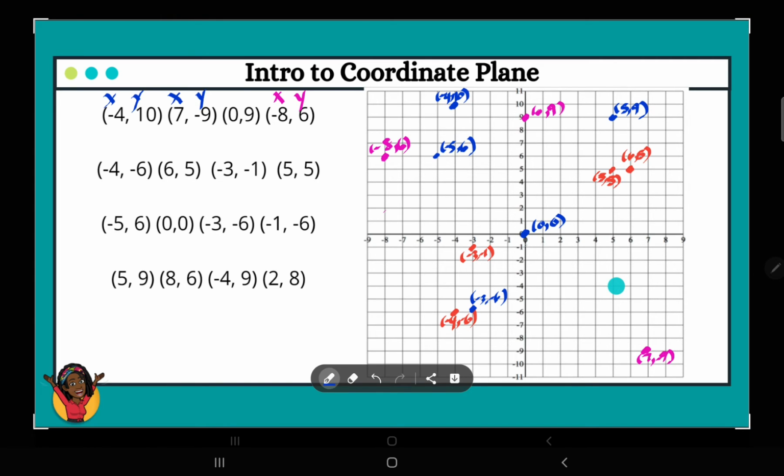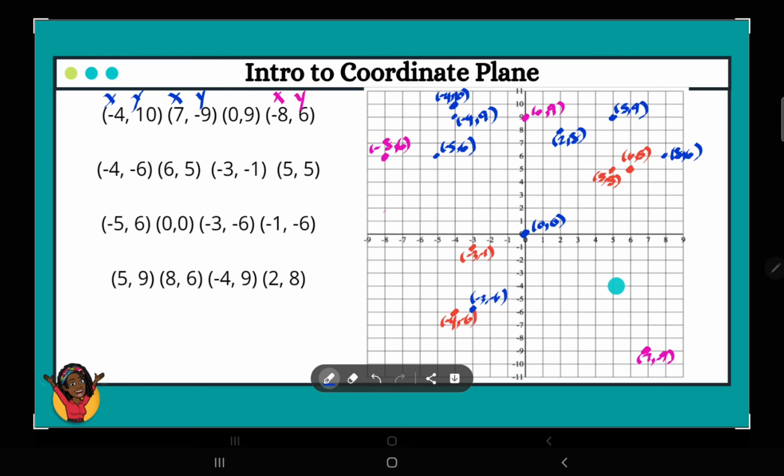I have 8, 6. I'm going to go to the right 8, and then I'm going to go up to the 6. Okay, I just wanted to make sure that that's in the right location. Now negative 4, 9: I'm going to go to the left 4, and then I'm going to go up to a positive 9. And then for my last point, 2, 8, I go to my right 2, and then I go up to 8.